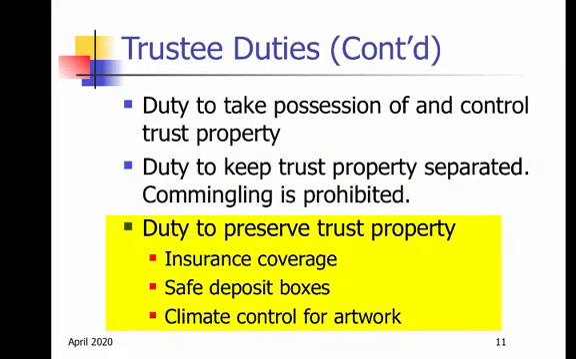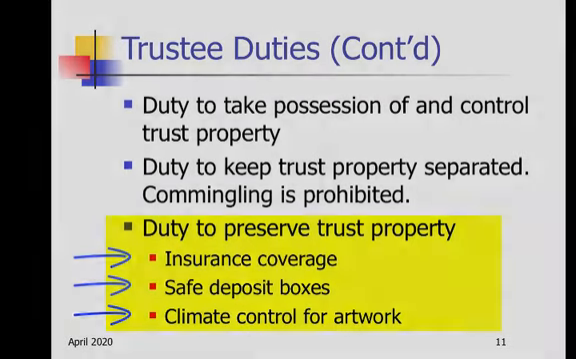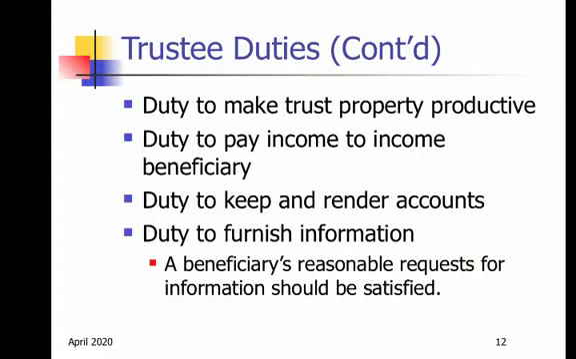There's the duty to preserve and protect trust property. For example, the trustee needs to think about things like adequate insurance coverage, safe deposit boxes, and climate control for artwork. There's the duty to try to make trust property productive, to invest to generate income, or to find a tenant for a vacant apartment, and the duty to pay income to the income beneficiaries of the trust.